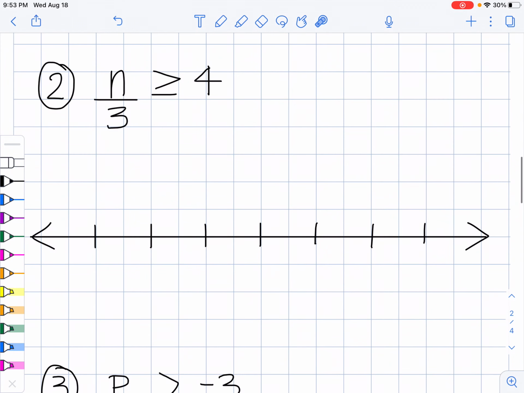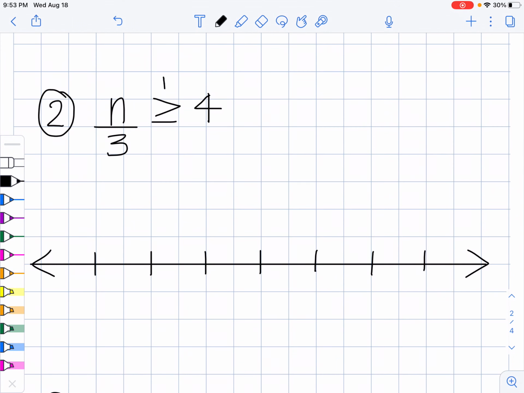Okay, next one. I'm going to draw my line down my inequality, remembering that whatever I do to one side, I have to do to the other. This says n divided by 3 is greater than or equal to 4. So I have to move this 3. Because this is n divided by 3, what undoes division? You got it, multiplication. So I'm going to multiply both sides by 3. These are going to cancel each other out, so I'm left with n is greater than or equal to 12.